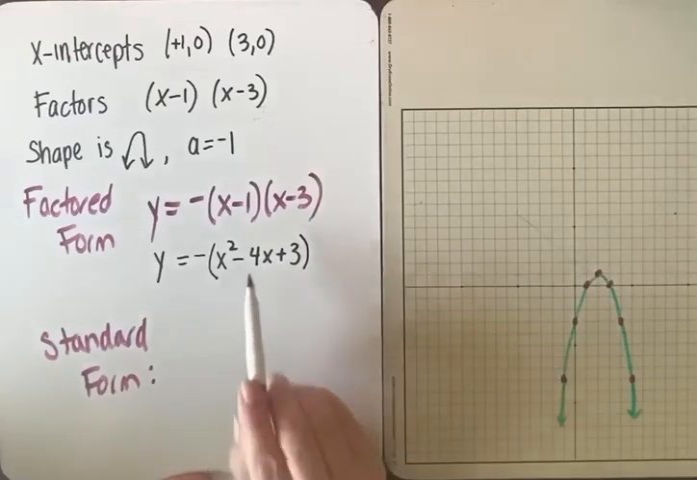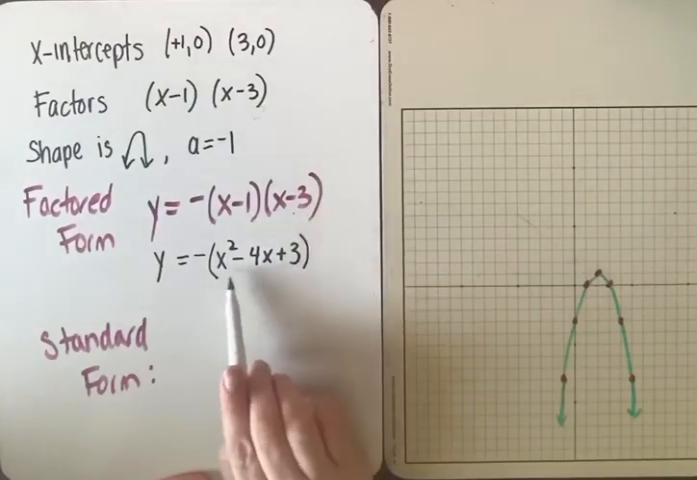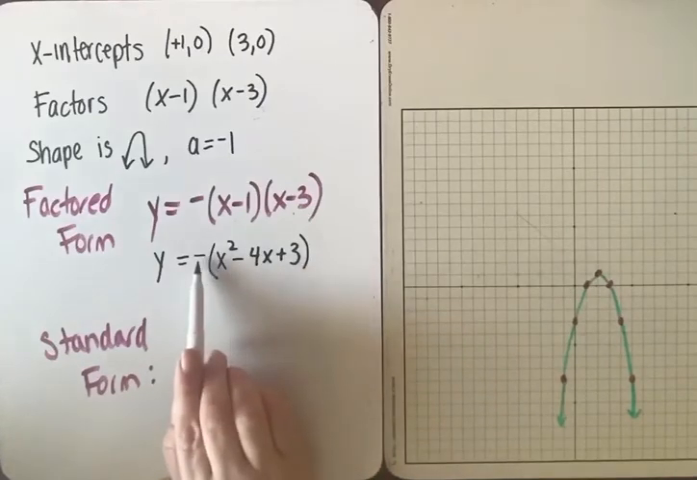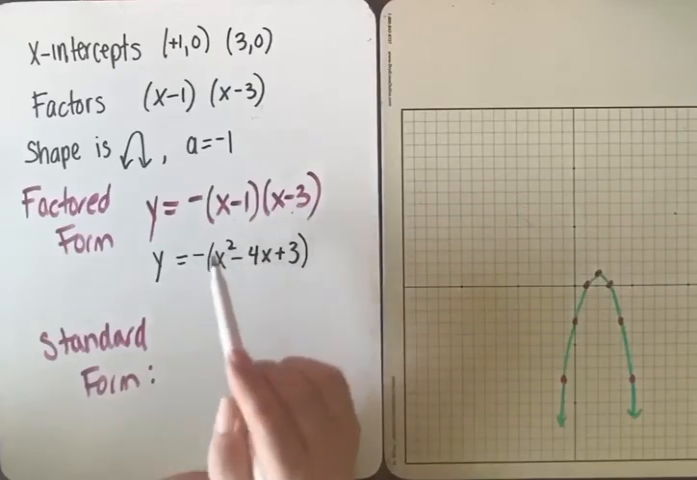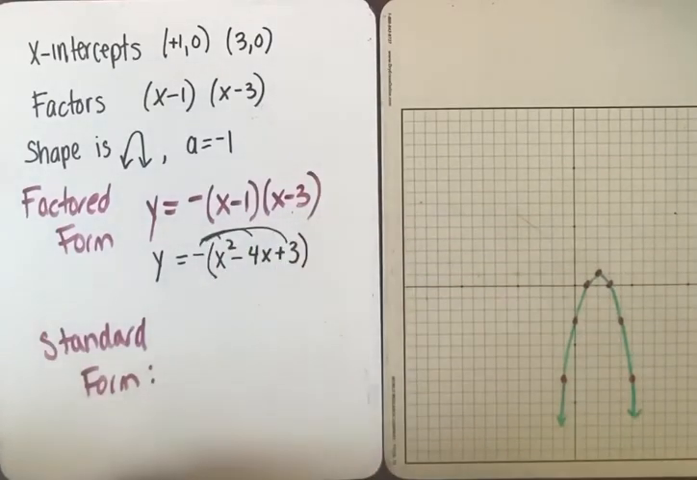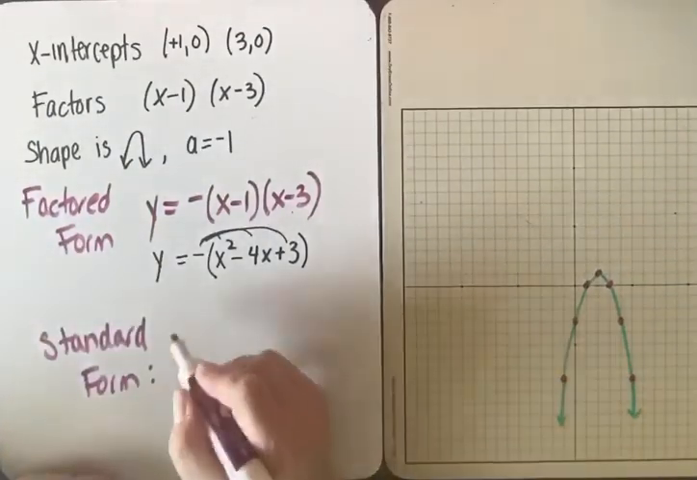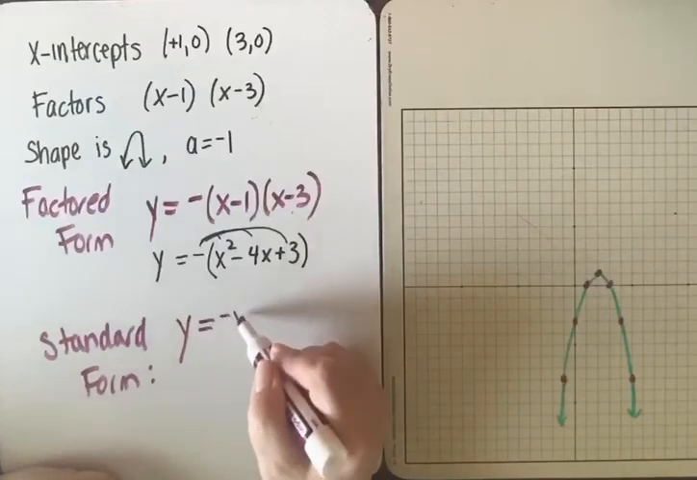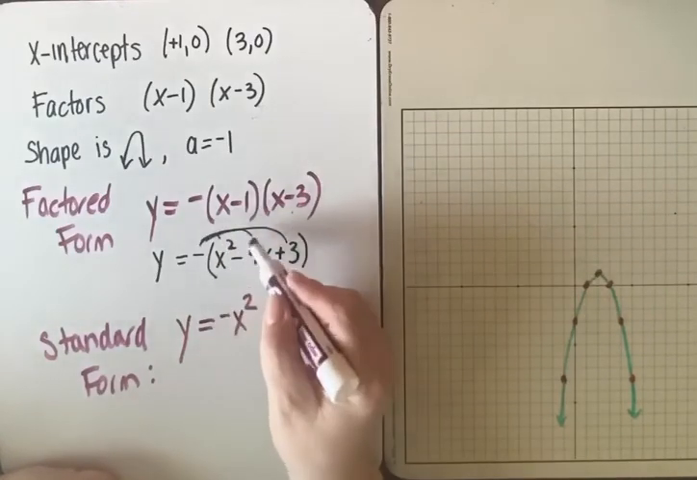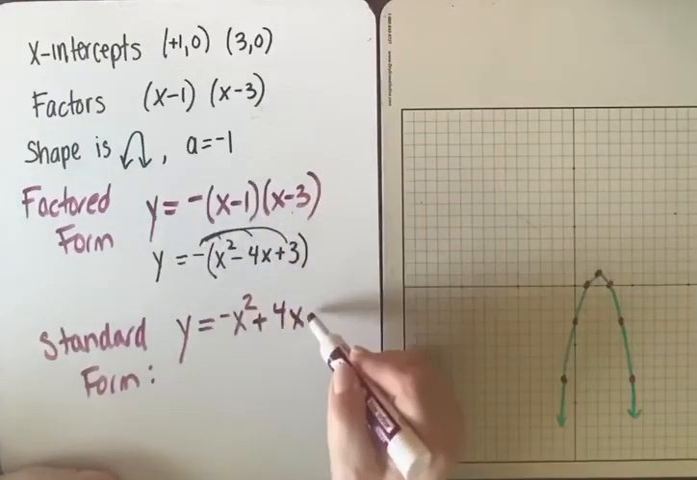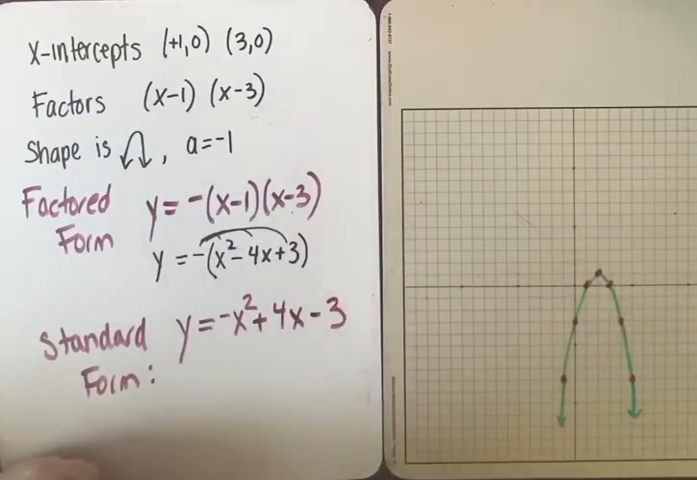Right, after multiplying x minus 1 times x minus 3, this should be the result, x squared minus 4x plus 3. And we still have to multiply everything by that -1. And so we're going to use the distributive property. And that's going to give us our standard form then. Distributing that -1 will be a -x squared. It will be a positive 4x. And it will be a -3.